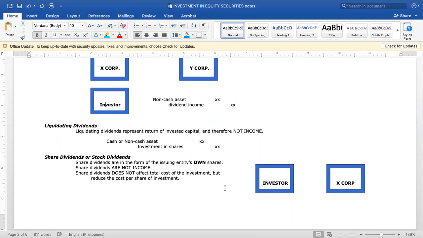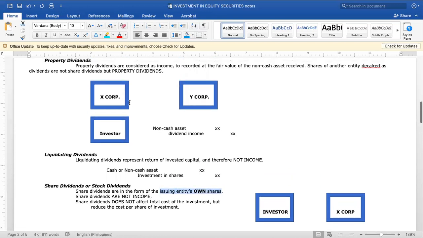Then next is the share dividends or stock dividends. So kalahian ani. Share dividends are in the form of the issuing entity's own shares. Kaganina, ang share ni X Corp kang Y Corp gihatag niya sa ato as dividend, so property dividend to siya. So kanus-a ma-consider as share dividends? If ang share ni X Corp mismo ang iyang gihatag sa ato. So issuing entity's own shares. Investor ta ni X Corp, ang share mismo ni X Corp ang gihatag sa ato. Therefore, the shares gihatag ni X Corp from its own shares is considered as share dividends.